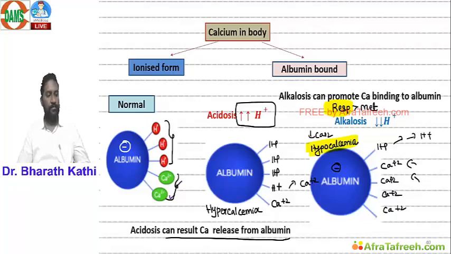Alkalosis can promote calcium to bind. So calcium will be less in circulation. That can result in a hypocalcemia-like situation.